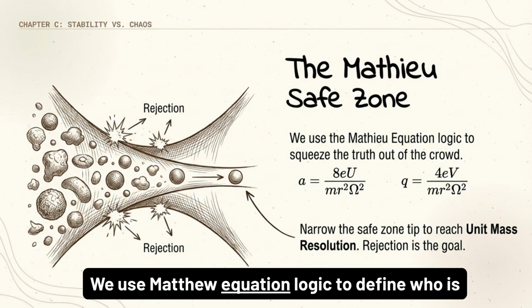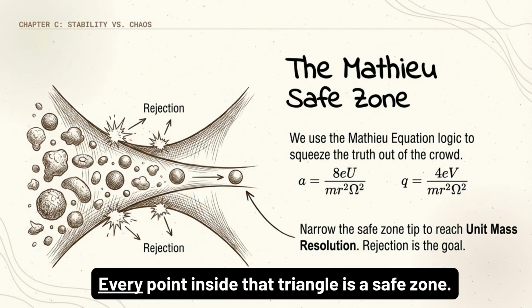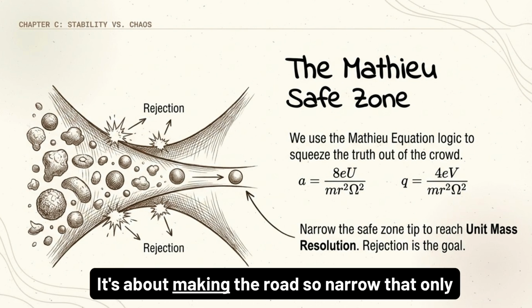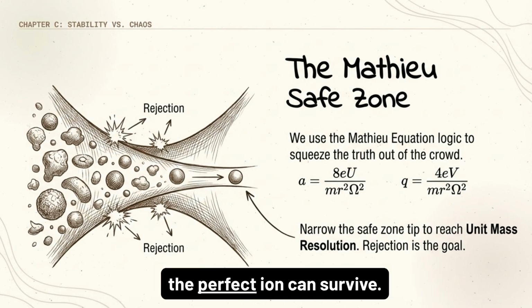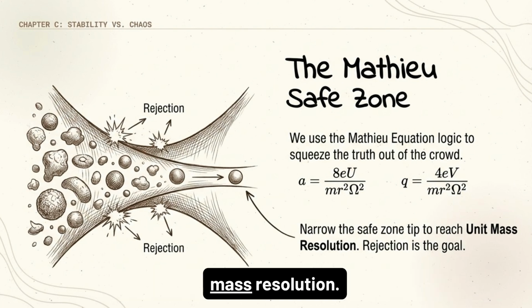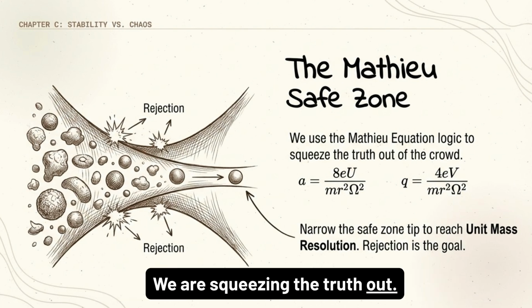We use Mathieu equation logic to define who is safe. Every point inside that triangle is a safe zone. Actually, a pro knows it's not about stopping the bad ions. It's about making the road so narrow that only the perfect ion can survive. By tuning the DC/RF ratio, we reach unit mass resolution. We are squeezing the truth out.